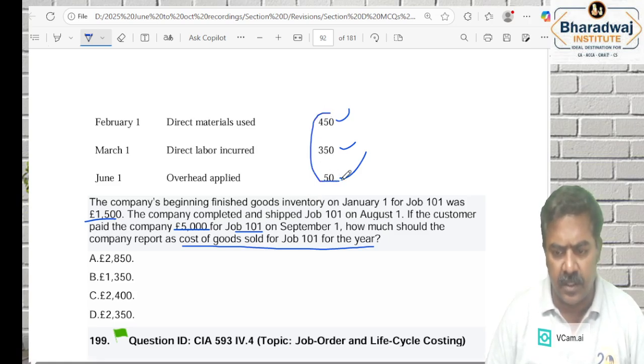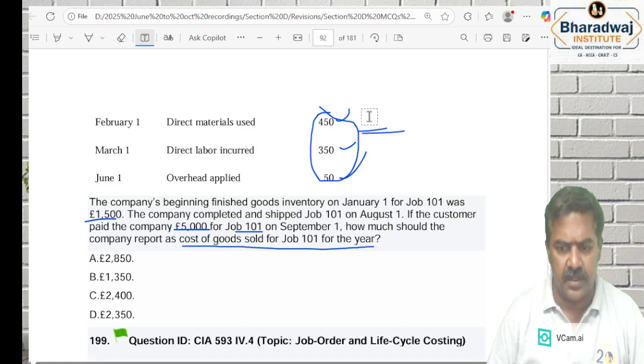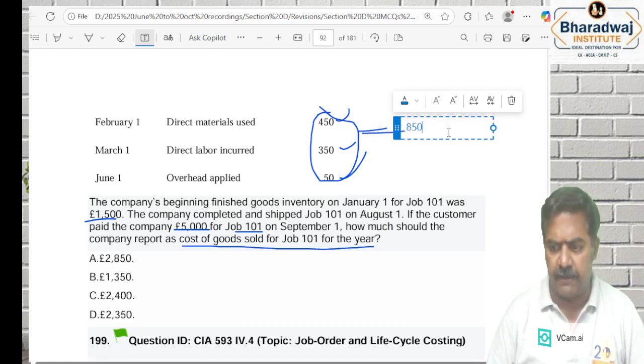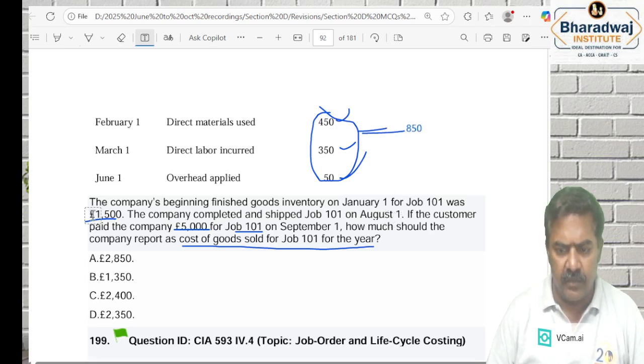This much is incurred in the current year. What is the total cost incurred in the current year? 450 plus 350 plus 50, that is 850. We had beginning inventory of how much? 1500. Ending inventory is not there because it is finished and transferred to the customer and the customer paid the money. So 850 plus 1500. What is the total? 2350.